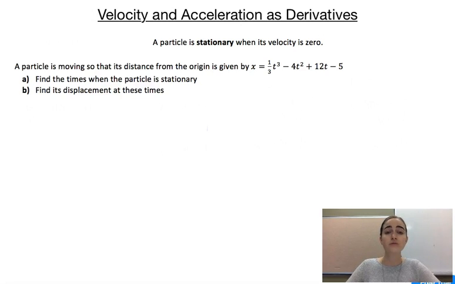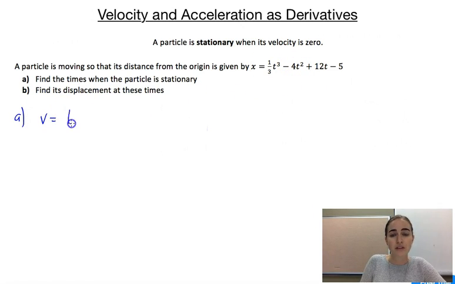So our question says we've got a particle moving so that its distance from the origin is given by this equation here. Then it's got two parts. It asks us to find the times when the particle is stationary and to find its displacement at those times. So to find when it's stationary, we're going to have to find the velocity and set the velocity equal to 0.